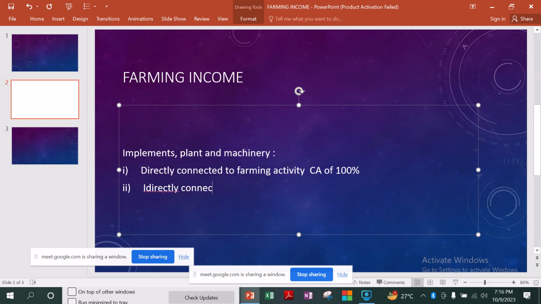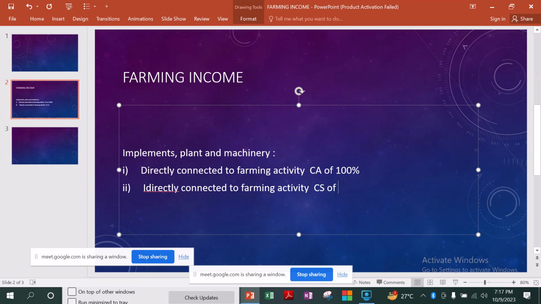Then I have another category, those which are indirectly connected to farming activity. These will claim capital allowance as follows. For instance, implements, plant and machinery cover things like computers in an office for an agriculture-related business, and furniture used in that agriculture-related office. These are going to attract capital allowance of 25%, like before.